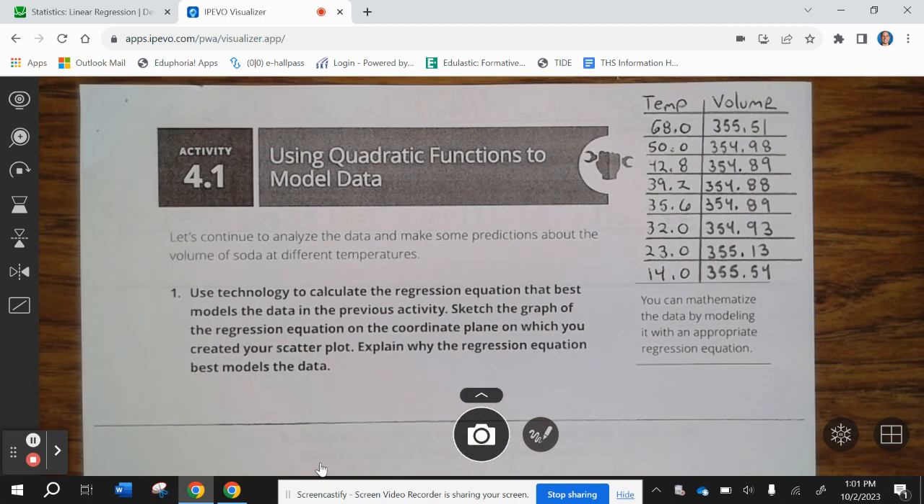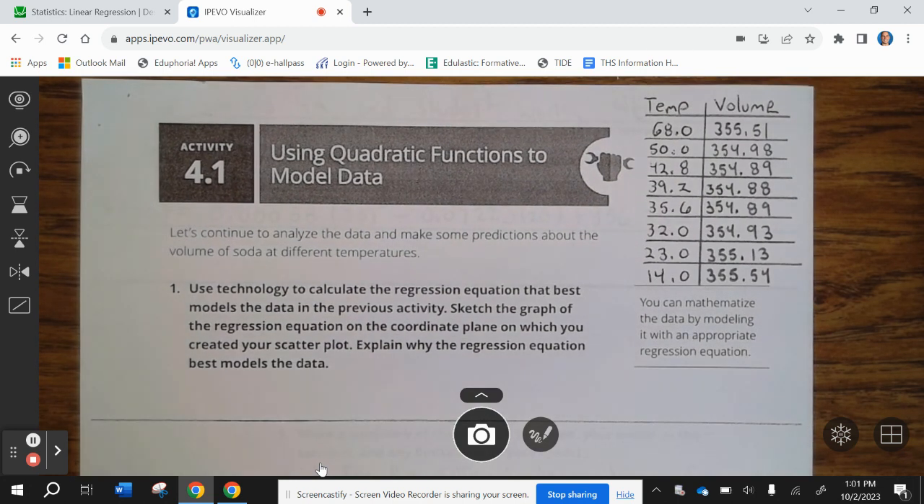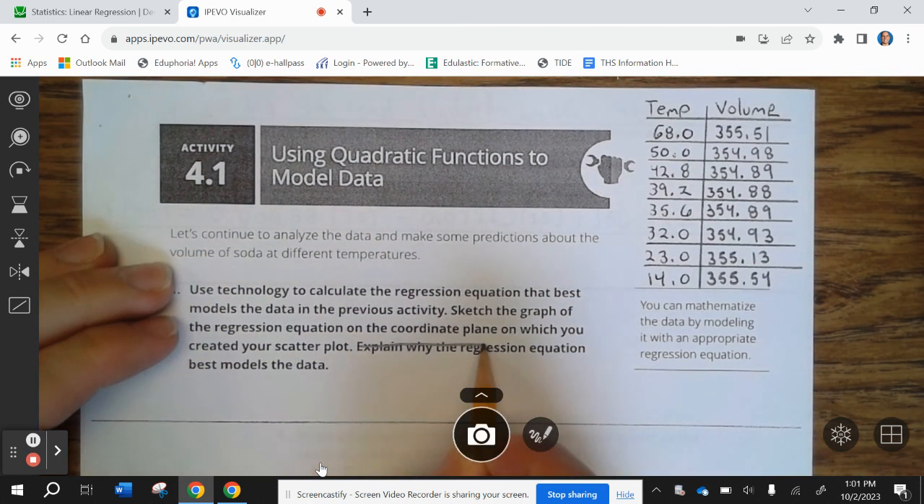All right, activity 4.1, using quadratic functions to model data. Let's continue to analyze the data and make some predictions about the volume of soda at different temperatures. Use technology to calculate the regression equation that best models the data from the previous activity. Sketch the graph of the regression equation on the coordinate plane on which you created your scatter plot. Explain why the regression equation best fits. I don't think we need to do that.